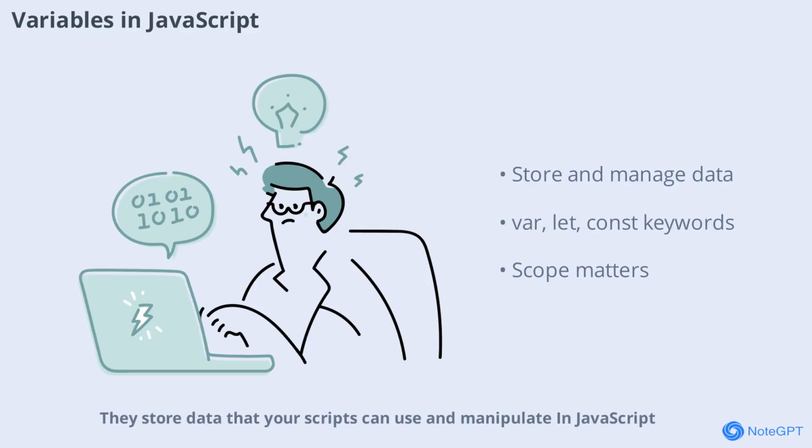In JavaScript, you can declare variables using var, let, or const. Each has its own scope and use case. For example, let and const are block scoped, while var is function scoped. Choosing the right keyword helps prevent bugs and keeps your code organized. As we dive deeper, you'll see how variables are used to hold everything from numbers to complex objects.